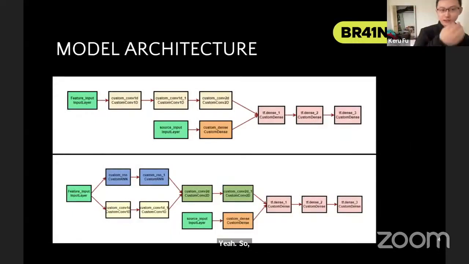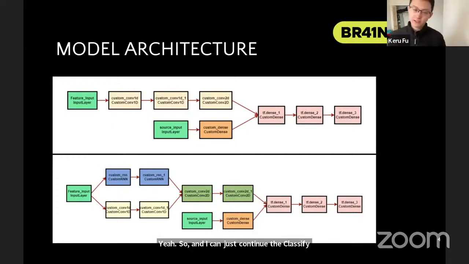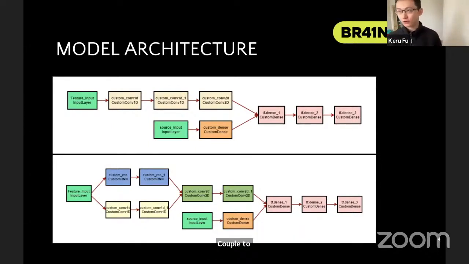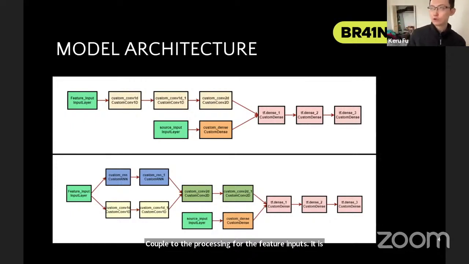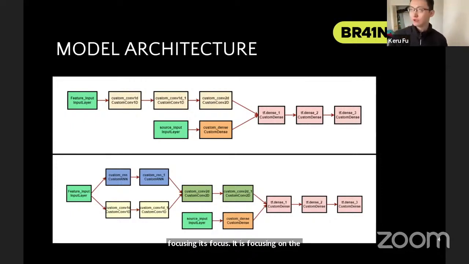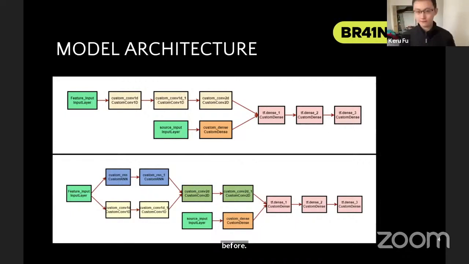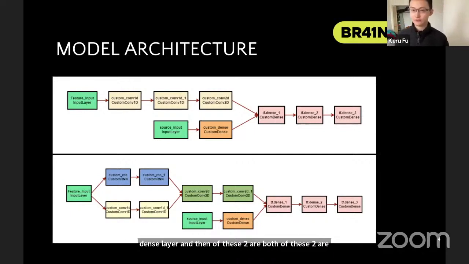The first one is just a simple Conv2D processing for the feature inputs. It is focusing on the local temporal information extraction. And also, as I mentioned before, we have a source input which is processed by a dense layer, and then both of these two are processed by a dense layer to get the final classification result.